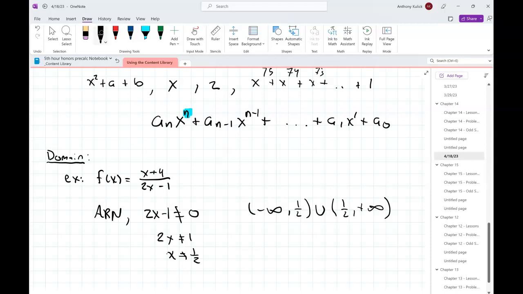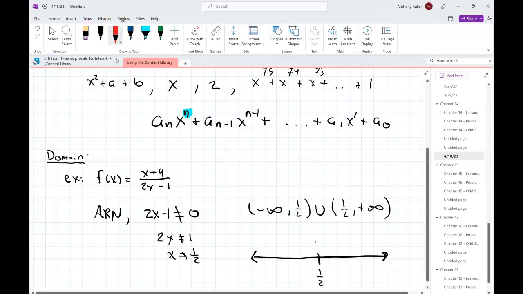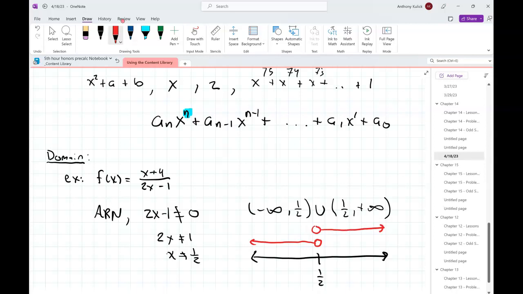Now, the infinities always get a parenthesis because that's not actually a number. It's not a specific value. But the 1/2, the number that's not included, is like the start and end of these 2 separate intervals, right? If I was thinking about this on the number line, here's 1/2. The set of x's that I could plug in would be everything below 1/2, and then also everything above 1/2, but not including 1/2. Everybody's okay with that idea? This all sounds familiar, I'm hoping.